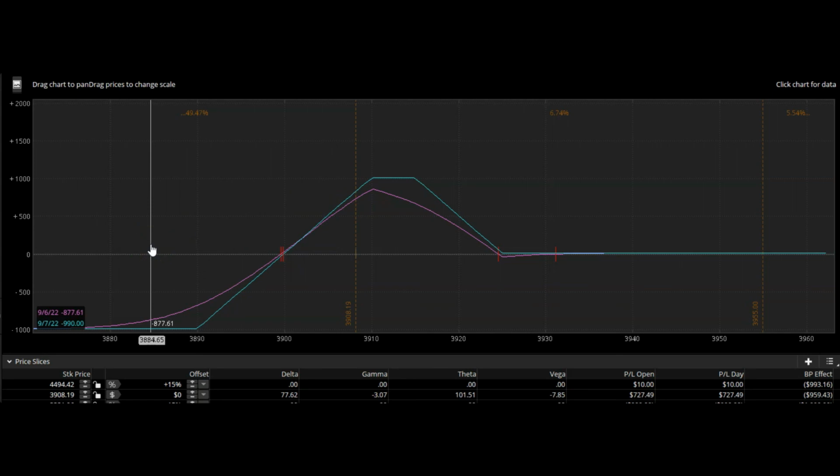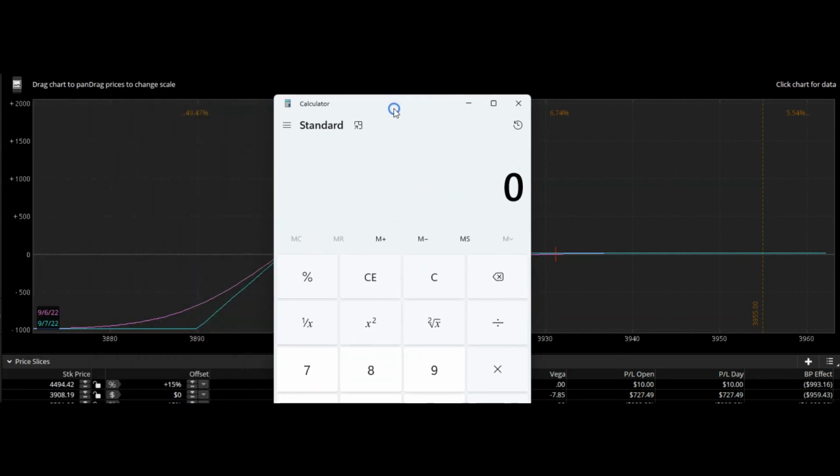Max risk in this trade was $990. I'm going to pull up my fancy calculator and we're going to do some very basic math. So if we netted $865, obviously before fees, commissions, and so on, 865 profit divided by 900, this trade has a return on risk of about 96%.